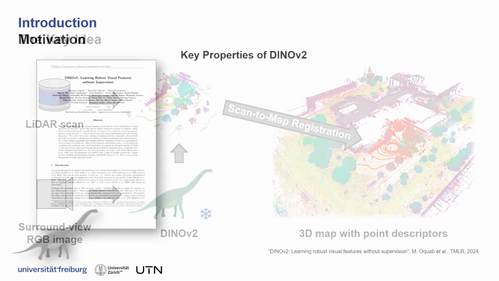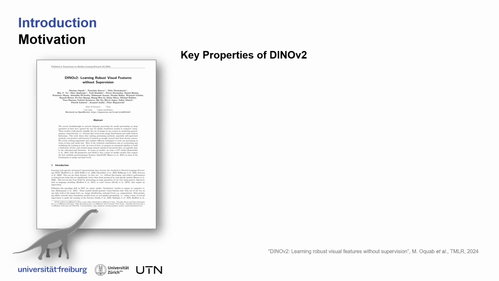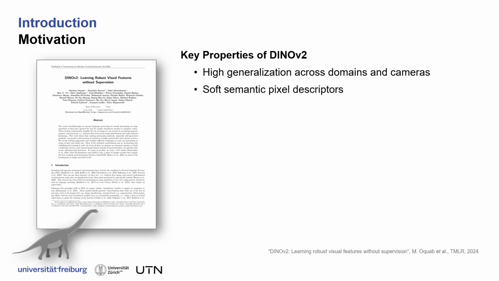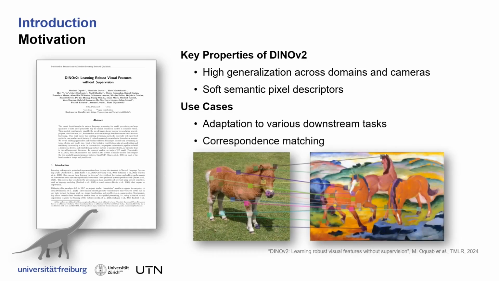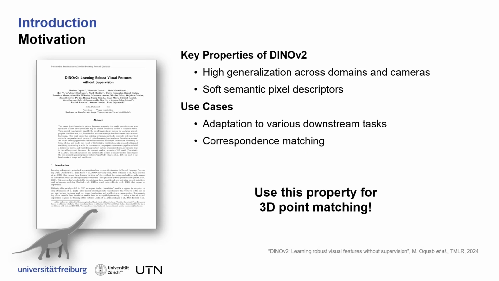Let's take a moment to review the key properties of DINOv2 that motivate our work. First, DINOv2 has been demonstrated to generalize effectively across a wide range of domains and camera models. Additionally, it generates highly descriptive semantic features, which can be interpreted as soft semantic labels. These capabilities have led to a broad array of applications, including reliable pixel correspondence matching, even between images with different styles. In our work, we build on this property by applying it to the task of 3D point matching.